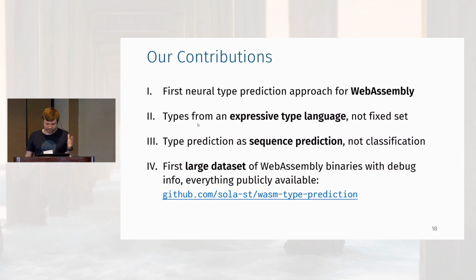All right, so that brings us to what we do, our contributions. First, we're the first neural type prediction approach for WebAssembly binaries. Second, we try to recover types from a more expressive type language, not this fixed small set of types. This makes our prediction task a sequence prediction task, not a classification task. I'll come to that in a second. And for training our neural model, we have to collect a very large dataset of WebAssembly binaries with ground truth. We make this dataset and all our results and code publicly available.